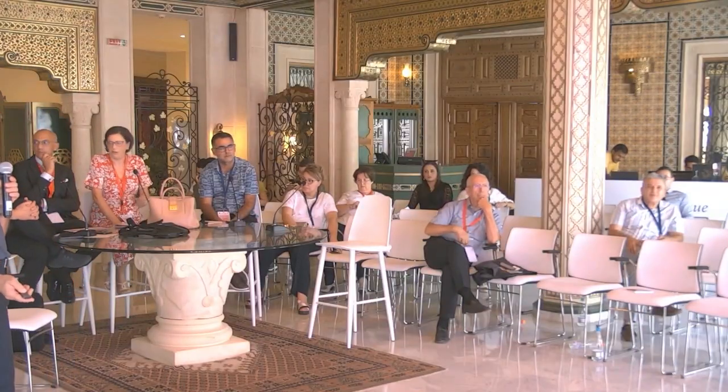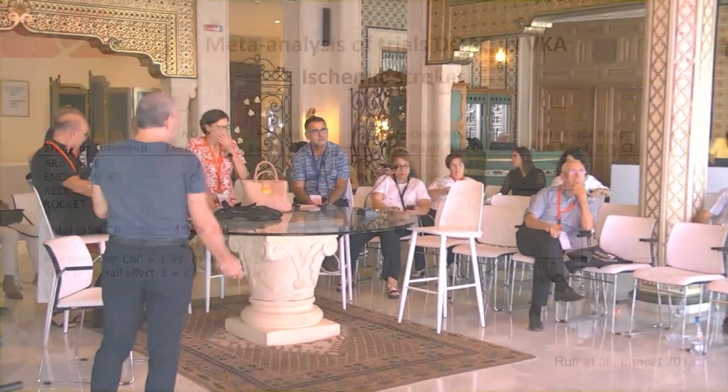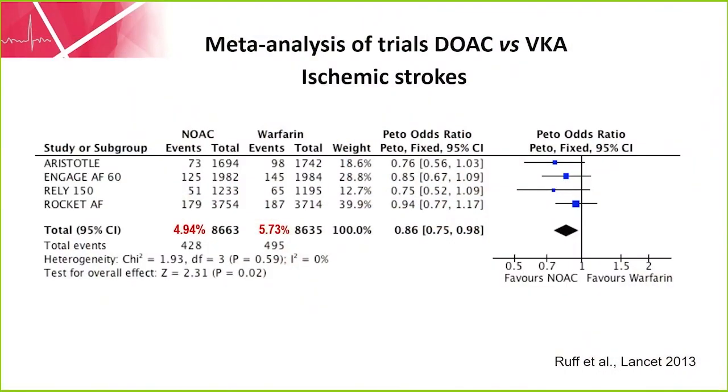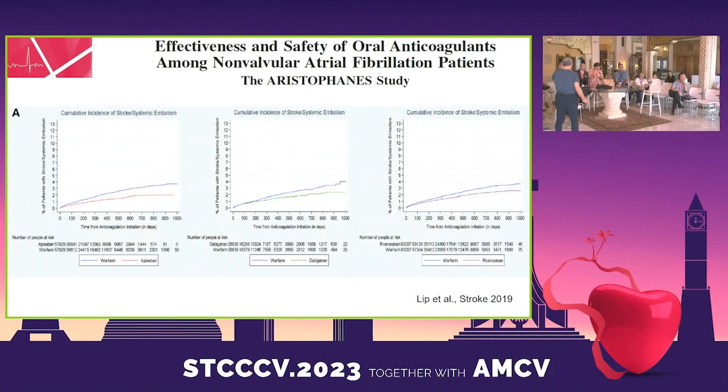Conflicts and the context. Since the pivotal trials, we could see that ischemic strokes under DOAC were slightly less frequent than under warfarin, by around 15%. This reduction was confirmed by the huge data from very big real-life registries for each of the DOACs.